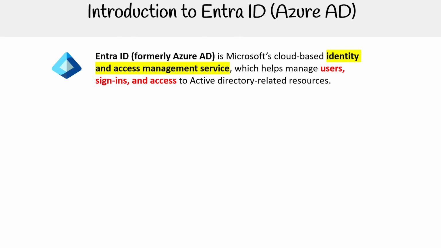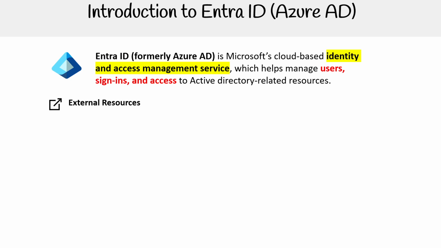Hey, this is Andrew Brown, and we are taking a look at Entra ID, formerly known as Azure AD. You'll still see the term Azure AD all over the place, and it really describes the product better because it's Azure's Active Directory, but for whatever reason, they renamed it to Entra ID. This is Microsoft's cloud-based identity and access management service, which helps manage users, sign-ins, and access to Active Directory-related resources. This thing is critical to the Microsoft ecosystem because it's used to log into so many things.